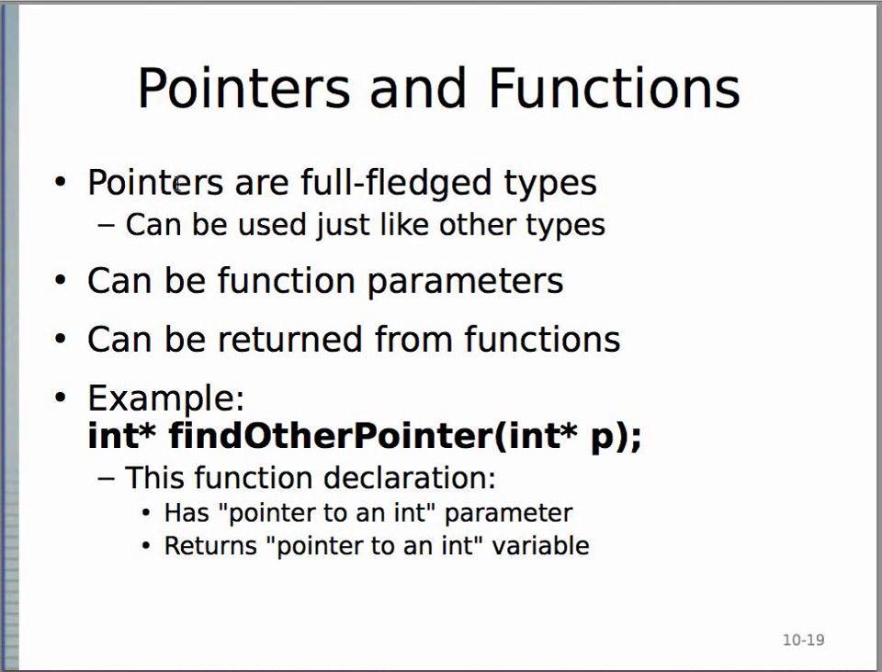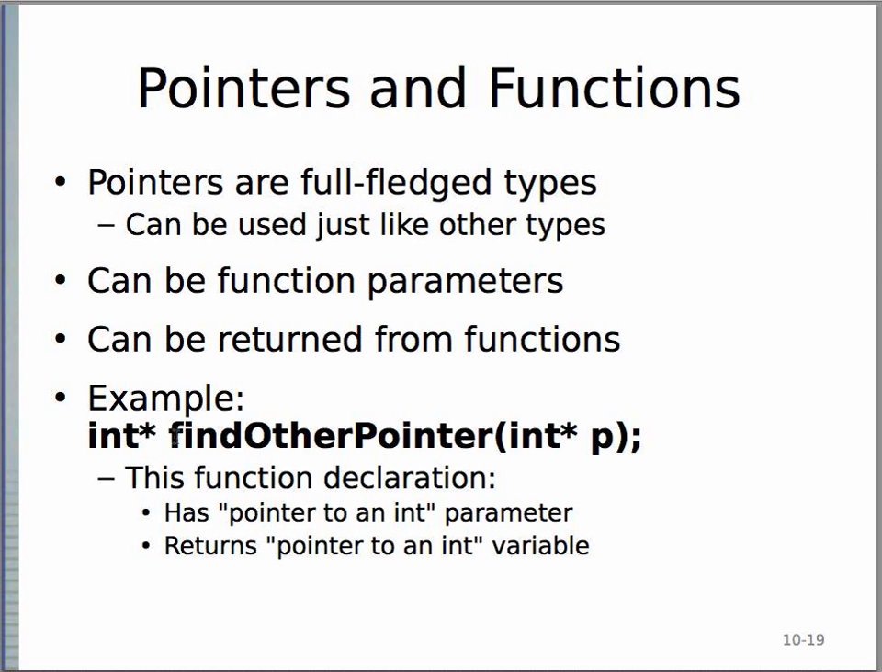Okay, pointers are full-fledged types. That is, they are complete types. So int star p, that's a type. And they can be used just like other types. They can be function parameters, as we saw. We can pass an array as a parameter, and that array could have been allocated dynamically using new. And they can also be returned from functions.